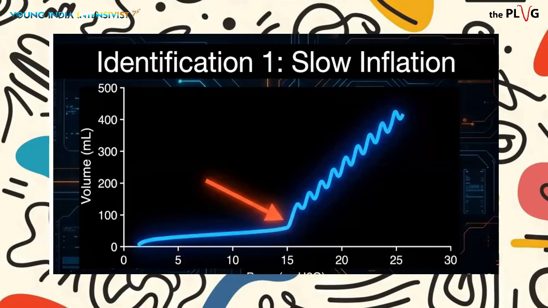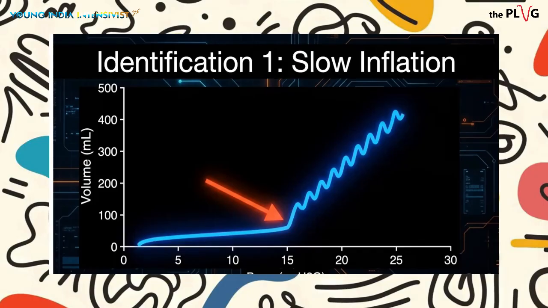And this is a magnified view at slow inflation. And see here, you are pushing the pressure up. The pressure has gone up to 15. Volume has not gone up. At 15, it goes up and the volume goes up. And these are the cardiac oscillations at slow inflation.